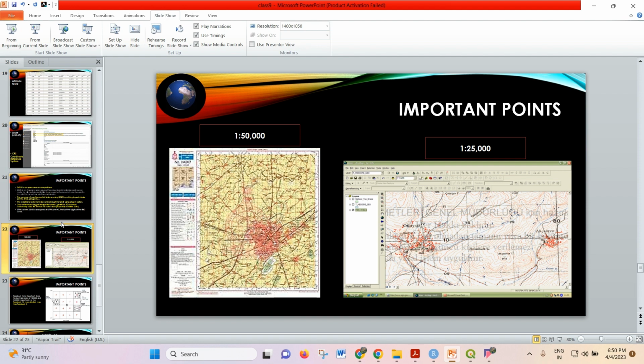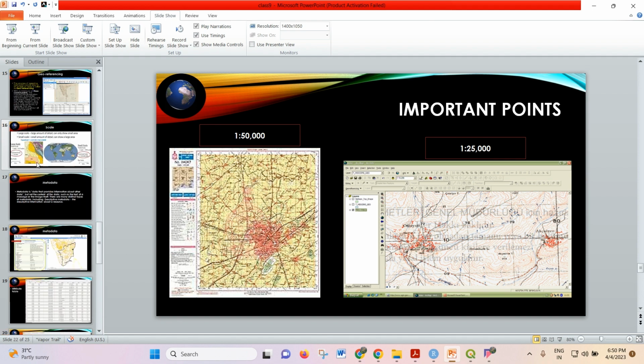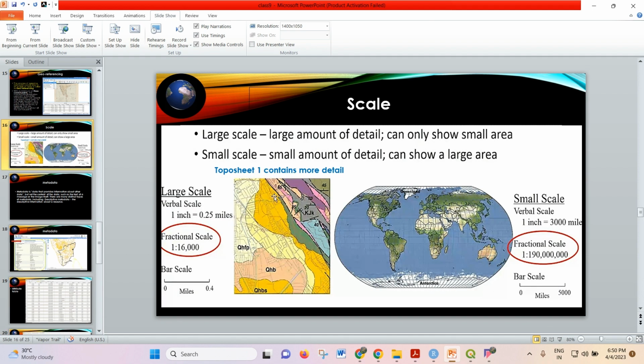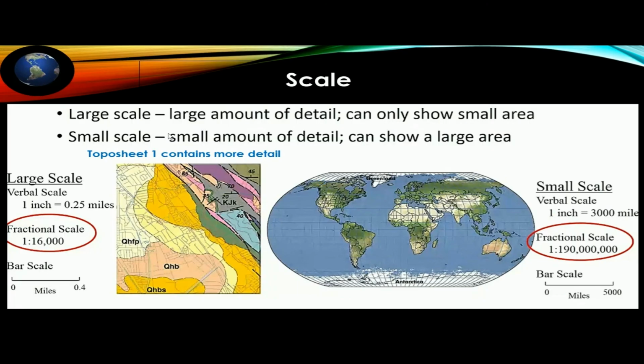No, no, no. If you divide 1 by 25,000 or if you divide 1 by 50,000, which value will be more? You tell me. Which value will be greater? Just now I showed you here. If you see what is the large scale, what is the small scale, see here, the large scale is 1 to 16,000.